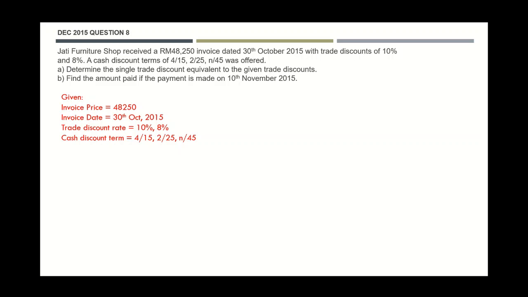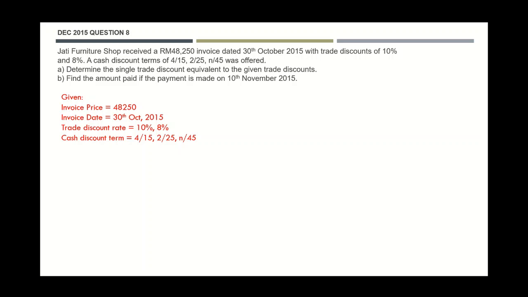So which means that 4% cash discount will be granted if the payment is made within the 15 days from the date of invoice, and then 2% cash discount will be granted if payment is made between the 16th day until the 25th day, and then full payment is due within 45 days, and no discount will be granted if payment is made between the 26th day until the 45th day from the invoice date. All right, so those are the given information.